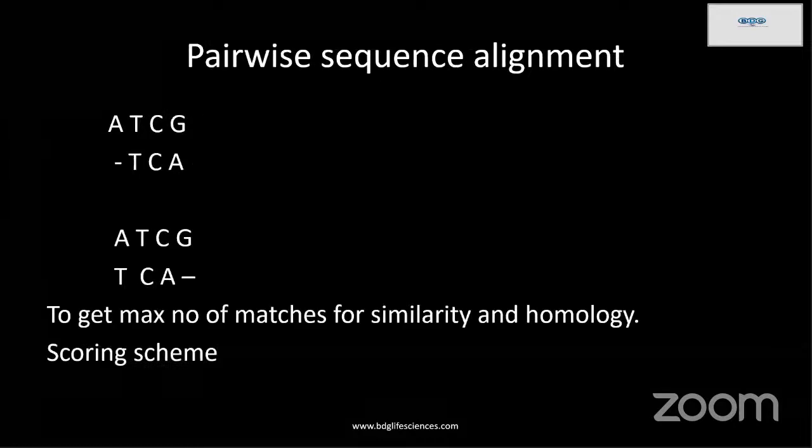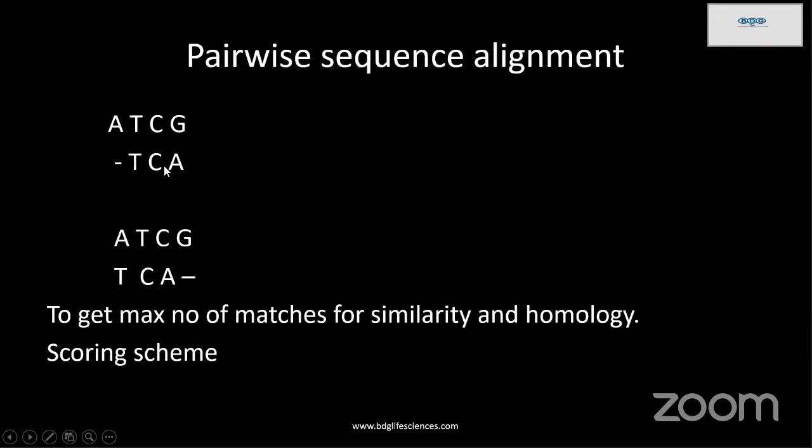So I've taken this simple example for you to understand. We are comparing ATCG and TCA. If you compare these two sequences, you can see here ATCG and TCA. If they are aligned to one another, you can see here I put a gap at the first place, and there are three residues. So T-T is a similarity, C-C is a similarity, and G-A is a mismatch. So this is a match, this is a match, and this is a mismatch.